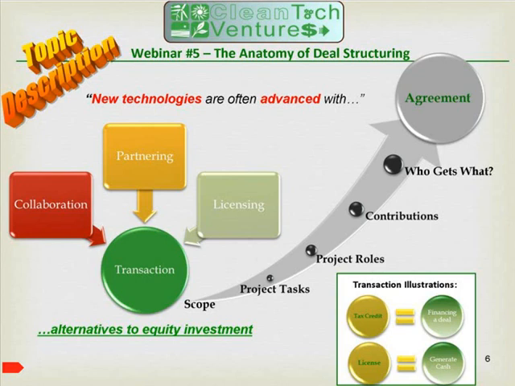We will have 2 case examples. One will be an illustration of tax credit investment. The tax credit can be used to partially finance a deal. The second illustration will be an illustration about licensing technology and how licensing can generate cash. These technology transactions and business transactions that we'll be talking about today are all alternatives to equity investment.